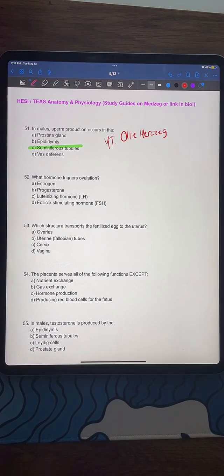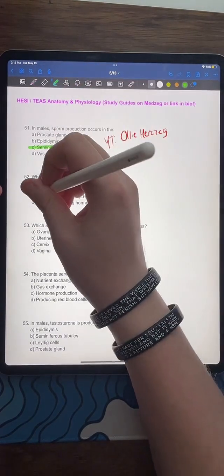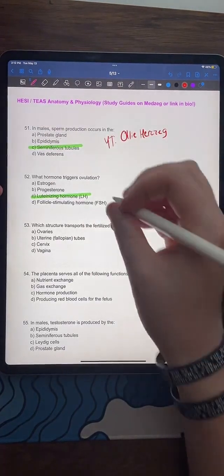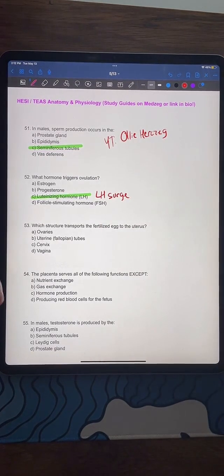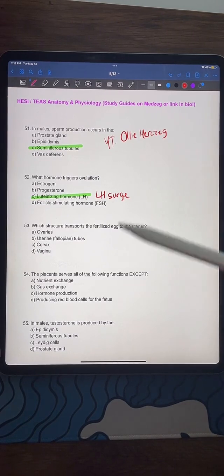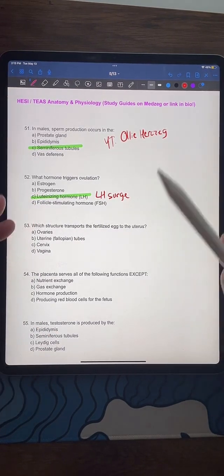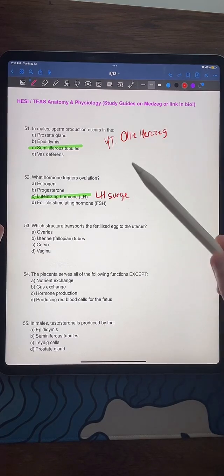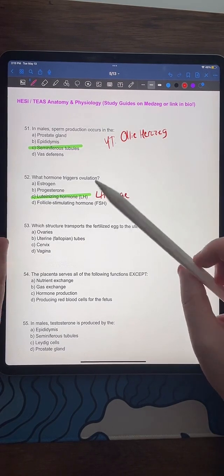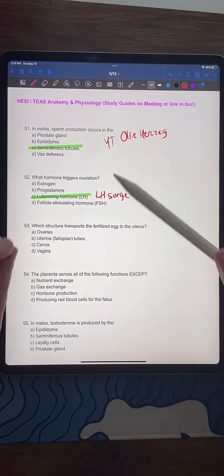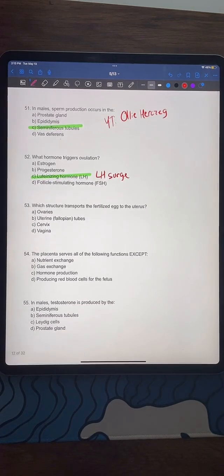The answer is luteinizing hormone. It is referred to as the LH surge. This is what triggers ovulation. Ovulation is the release of the egg from the ovary. In terms of estrogen, estrogen helps regulate the menstrual cycle and promotes follicle growth. It does not directly cause ovulation. And then progesterone is going to maintain the uterine lining after ovulation, but it does not trigger it. And then follicle stimulating hormone, FSH, is going to stimulate follicle development, but not trigger ovulation.